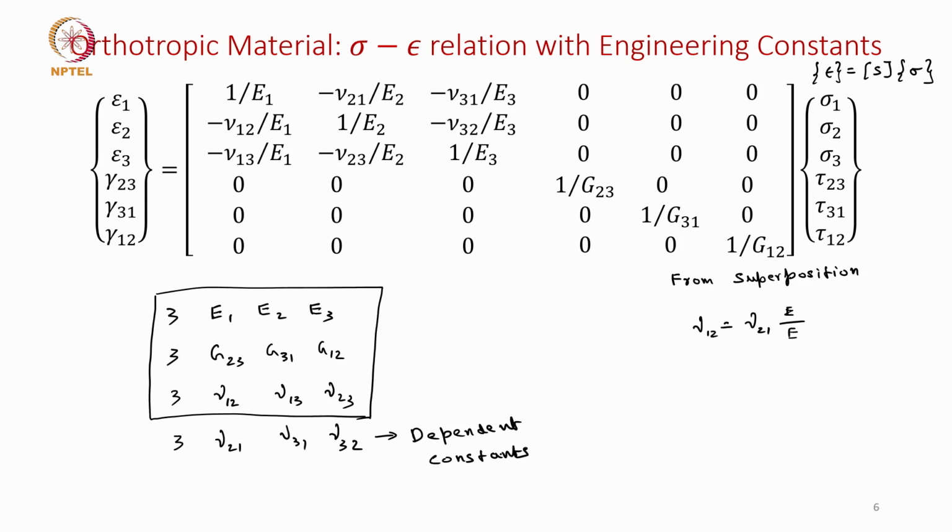The reason why they are dependent is because I can find out what this Poisson ratio nu 21 is by knowing the Poisson ratio nu 12 and the elastic constants E1 and E2. Since I am able to find nu 12 using the other 9 independent constants, we call this the dependent constant. So, in effect we have shown that for an orthotropic material, using these 9 independent engineering constants, we can describe the strain stress relations.